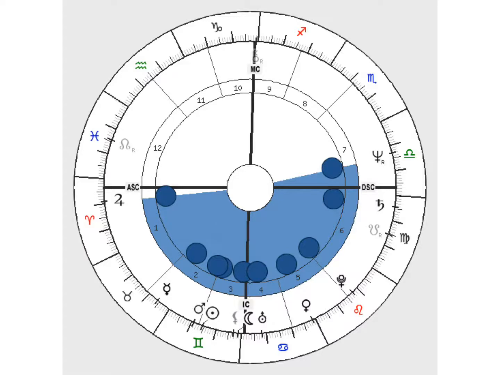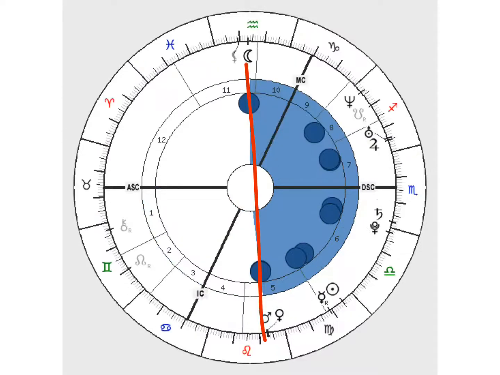It is one of the easiest shapes to detect because basically one half of the wheel is occupied and the other half is empty, and the half that is full can be on any side, up or down, east, west. It doesn't really matter. All that matters is that half the chart is empty and half the chart is occupied.